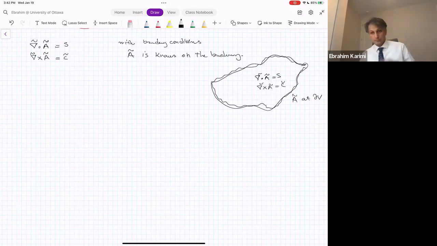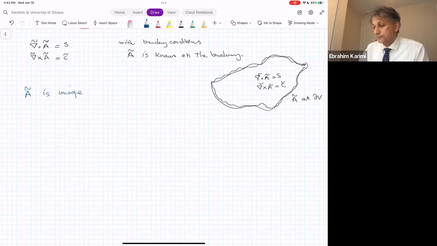Okay. Now, prove to me that A is uniquely defined. The question is that with these conditions that I have, A is unique. If you don't know this, then it doesn't make sense to do the next steps. It absolutely makes no sense.